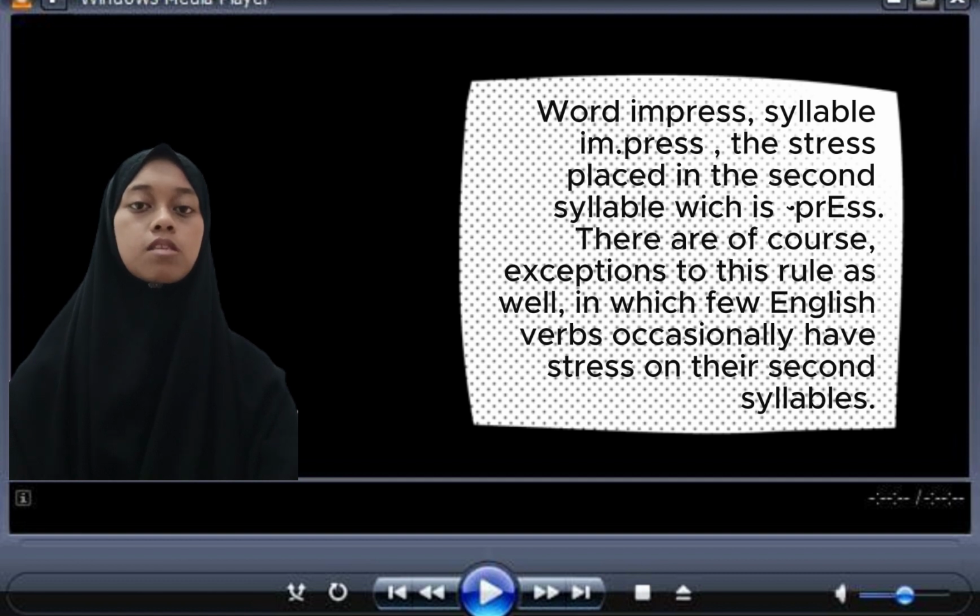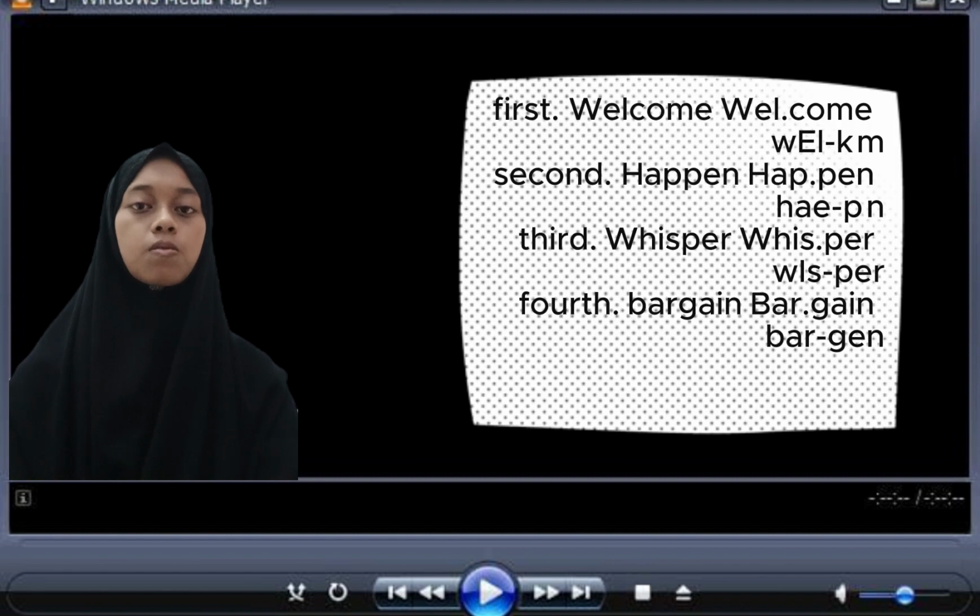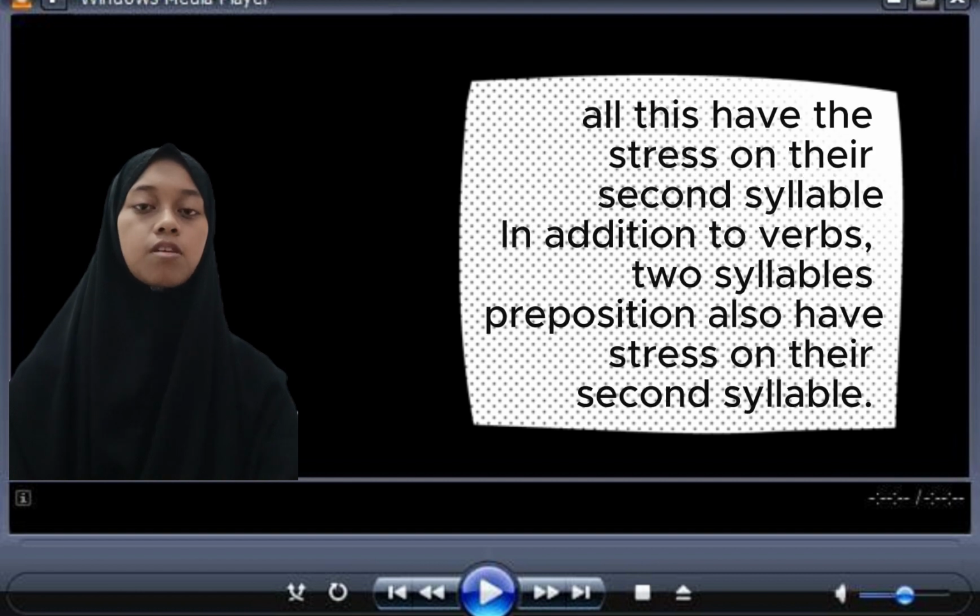There are of course exceptions to this rule as well, in which a few English verbs occasionally have stress on their first syllables. Here are the examples. The first, welcome. Second, happen. The third, whisper. And the last, guardian. All these have the stress on their first syllable.